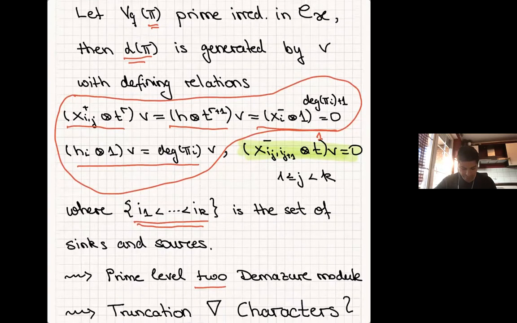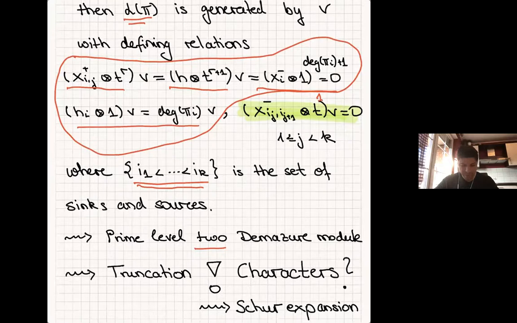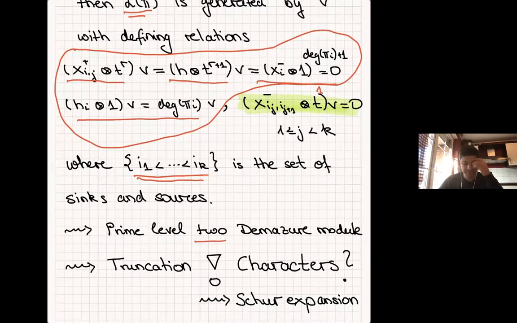Okay, and the other thing I want to mention is that it's a truncation by a local Weyl module. So truncation just means all relations are of that form X tensor T to some power. I want to explain it in a minute in more detail. And also the question is, what is the Schur expansion of this module? Or what is the character?